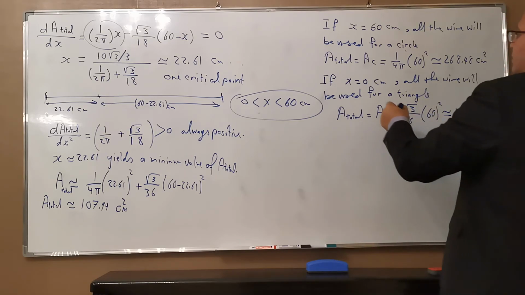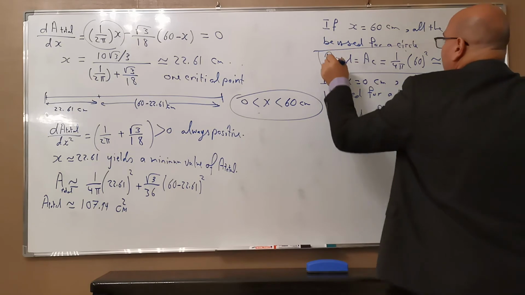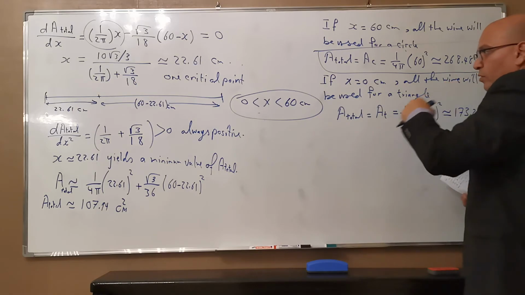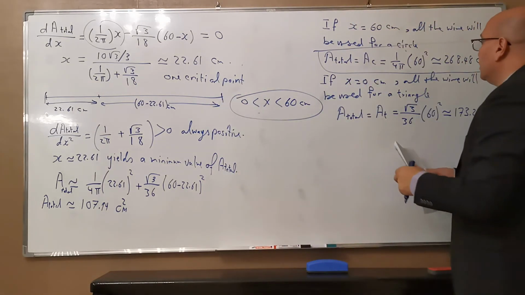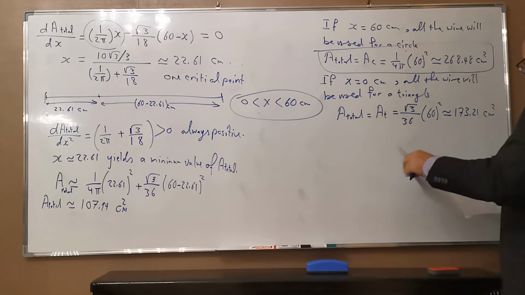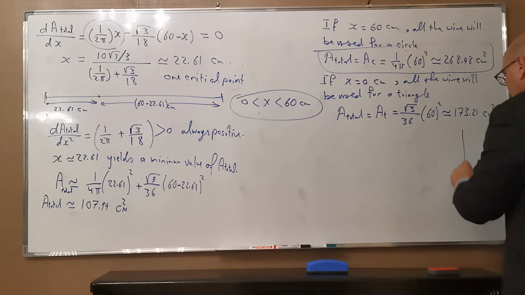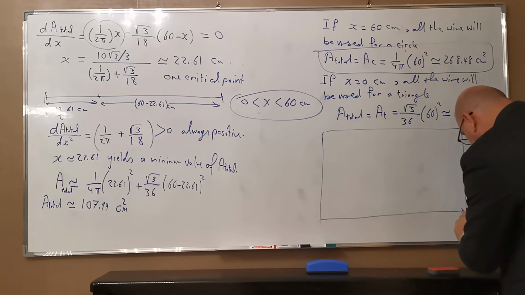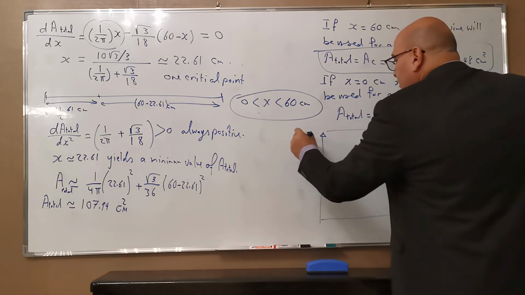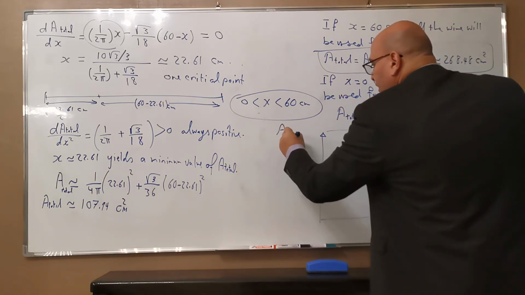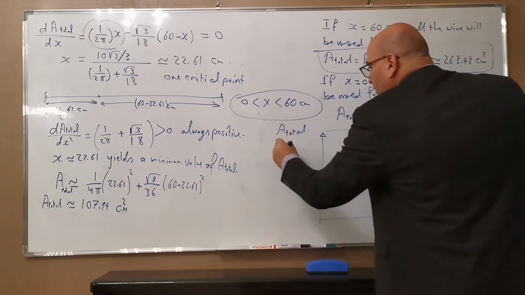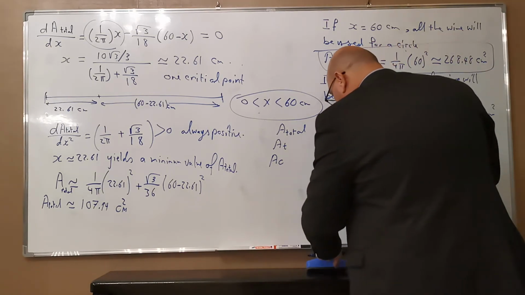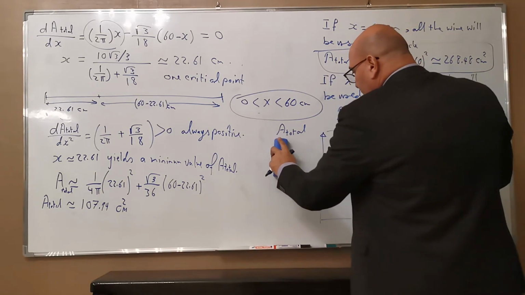So this is our maximum. We get the maximum if the whole wire is used as a circle, and the maximum value is this. Actually, just to make a small drawing, if we take this axis to be x, and here is A total, AT and AC, and we'll take each one of those to be in a different color.